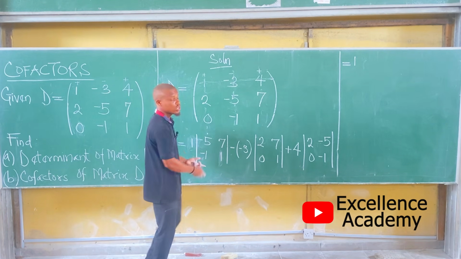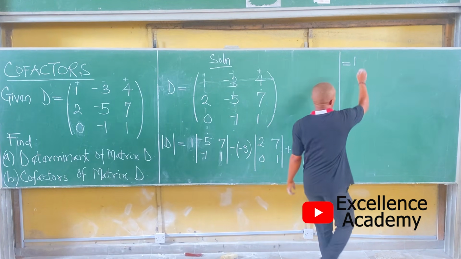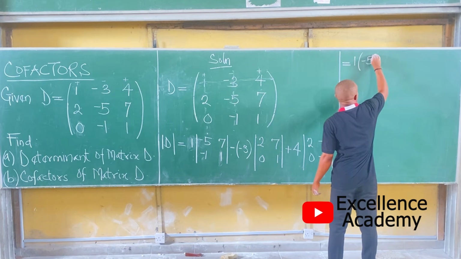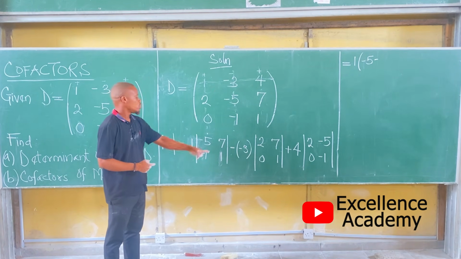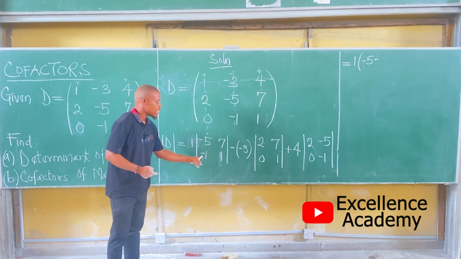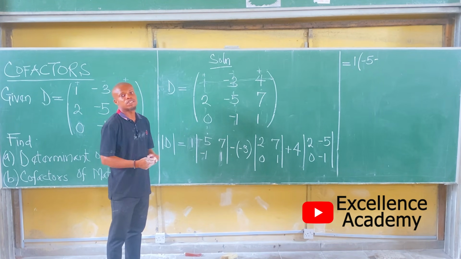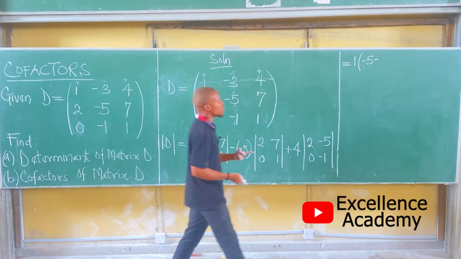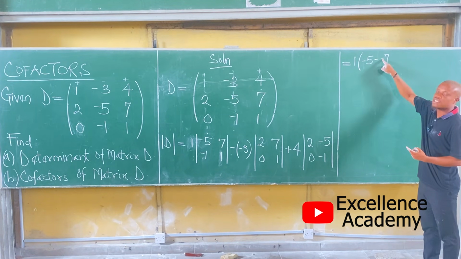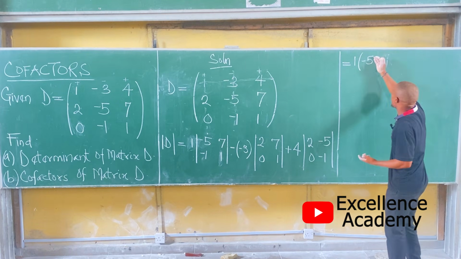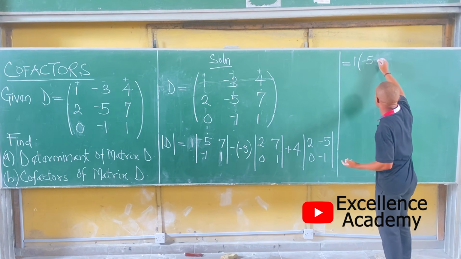Minus 5 times 1 gives me what? A minus 5 minus the product of what? Your second diagonal. I'm having minus 1 times 7 and it gives me what? A minus 7. So I'm supposed to write a minus 7 here, right? Minus 7. So minus times plus gives me what? Plus. So I'm having a plus 7 instead.